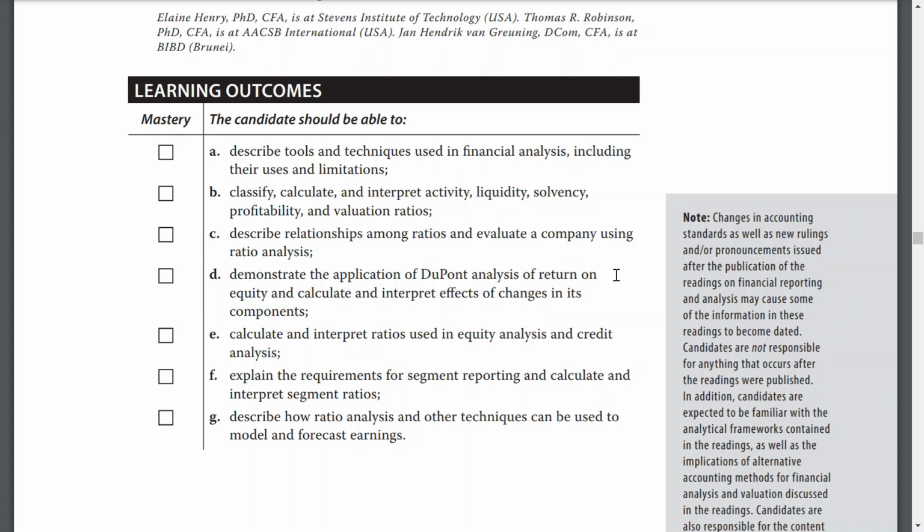Calculate and interpret ratios used in equity analysis and credit analysis. Explain the requirements of segment reporting and calculate and interpret segment ratios. Describe how ratio analysis and other techniques can be used to model and forecast earnings.